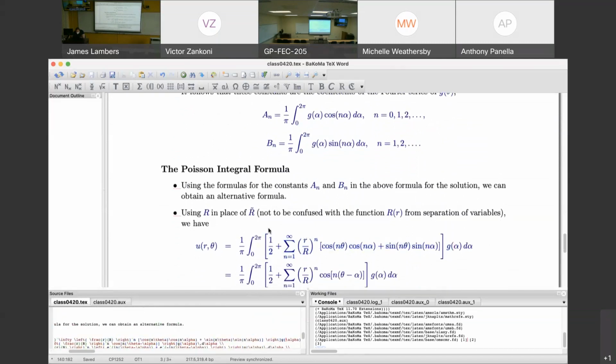So now, our solution is 1 over pi times an integral from 0 to 2 pi of this series in square brackets times our boundary data. And what's convenient is this part can be readily condensed using a trig identity, cosine of n times the difference of angles, theta minus alpha.